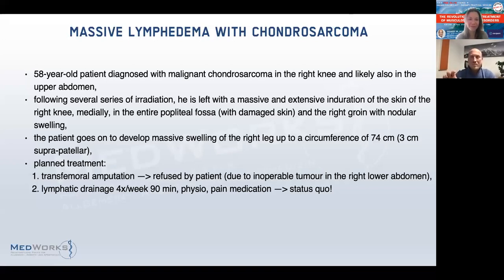The next one is I think one of the most impressive ones, because lymphedema is a very big theme for me here in my business. I have a lot of people suffering from lymphedema, maybe after breast cancer, for example, or in this case, chondrosarcoma, which this guy had in his knee and his lower stomach. What I want to show you here is just to have the numbers.